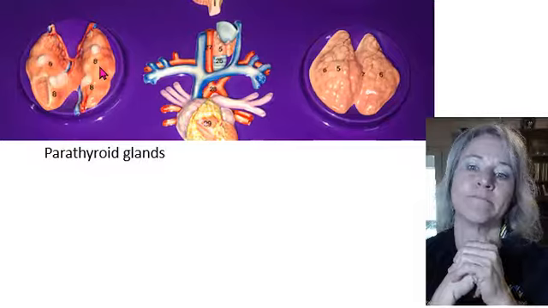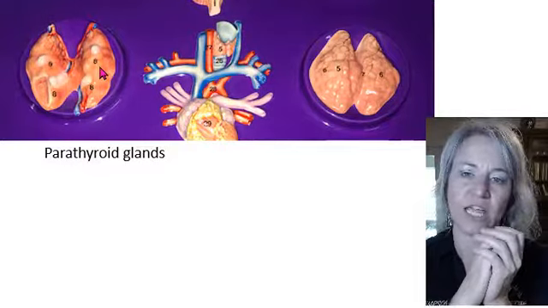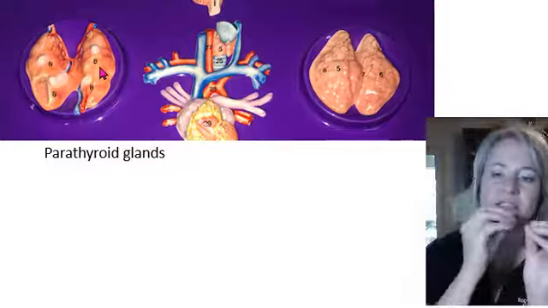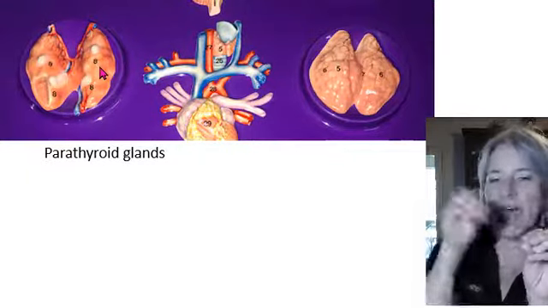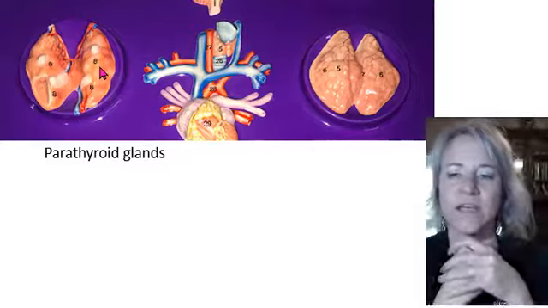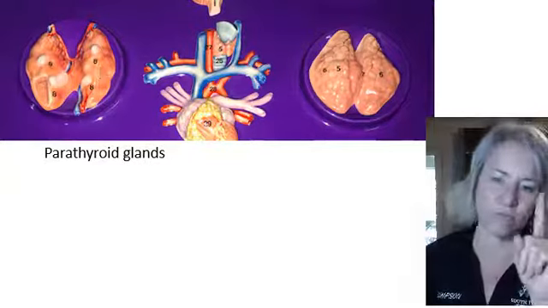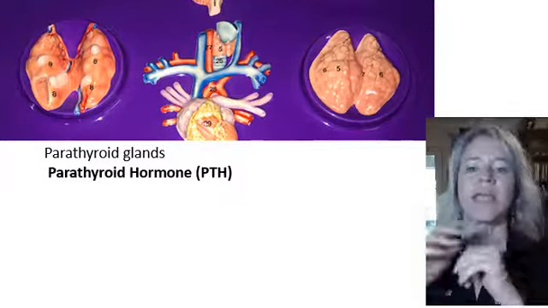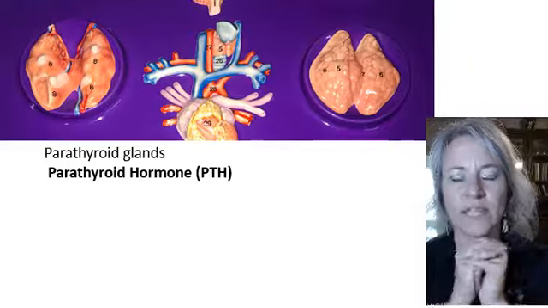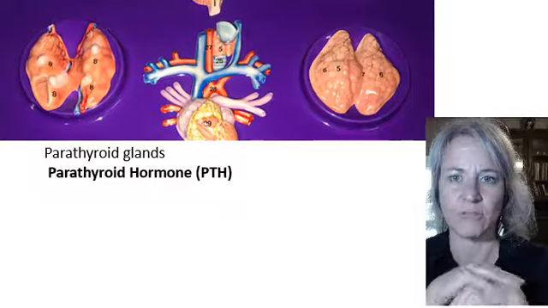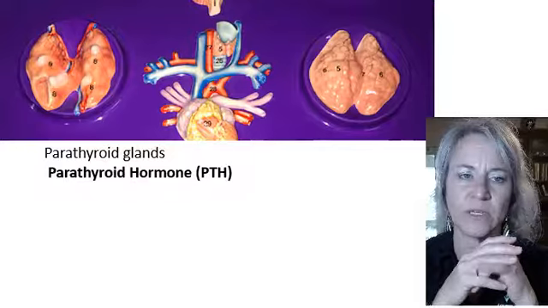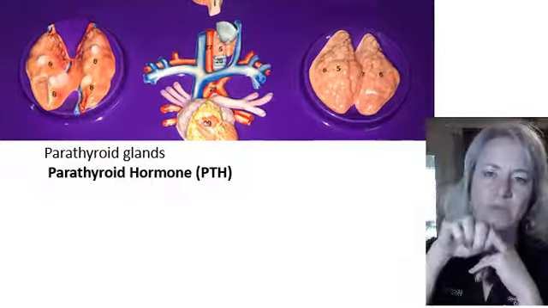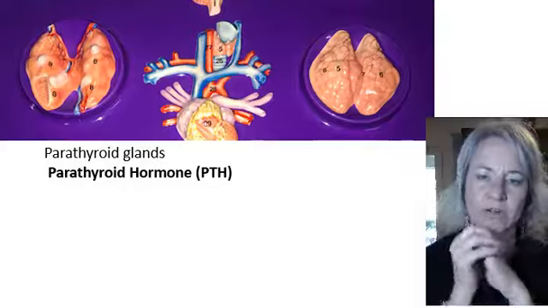But histologically, they are different. So under the microscope, you would be able to see that there is a different little gland sitting on the back of the thyroid. The parathyroid gland just has one hormone, only one hormone, and it is the parathyroid hormone, PTH. And it also regulates the amount of calcium in your blood. But this one is going to be responsible for putting calcium into the blood. So it starts with the letter P, PTH, parathyroid hormone.